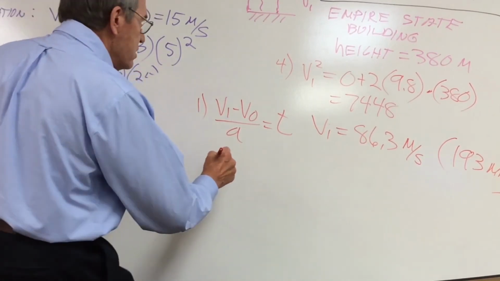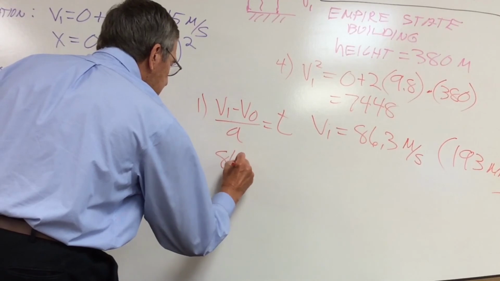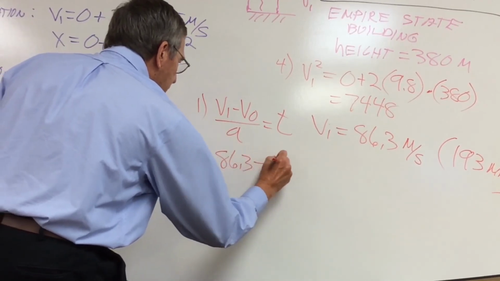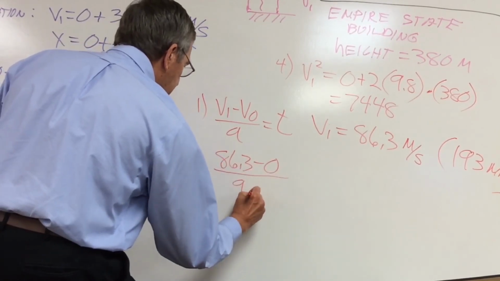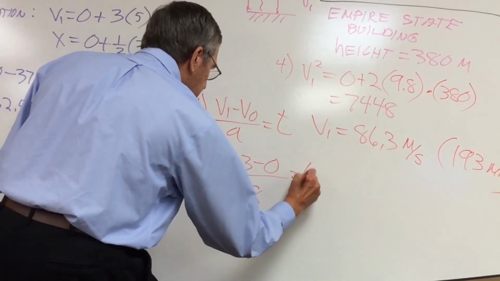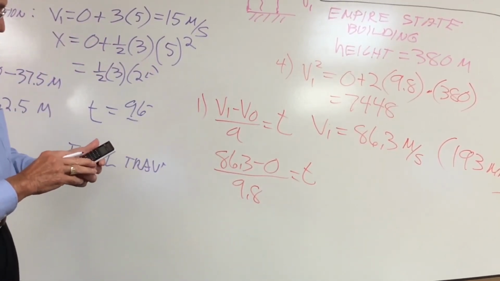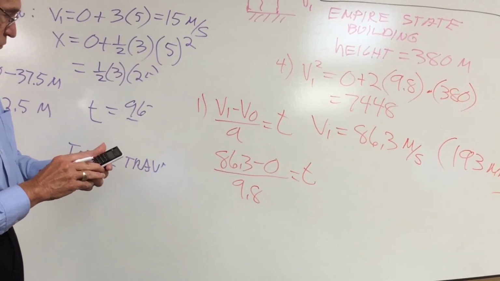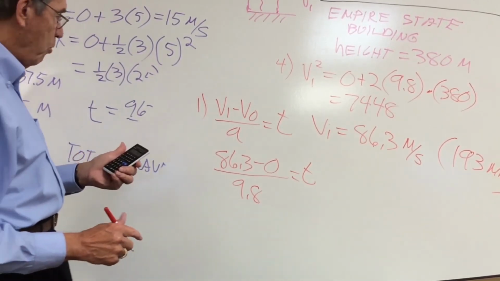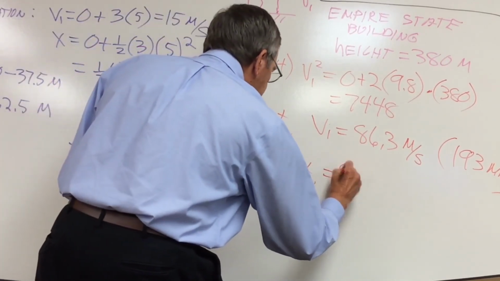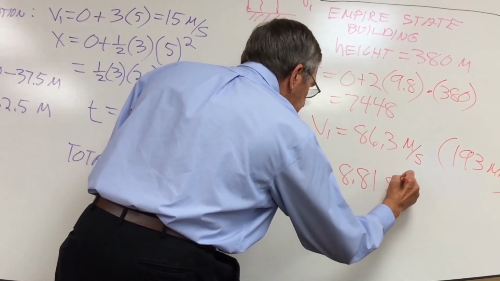So let's do that. So we're going to have, again in meters per second, 86.3 minus 0 divided by the acceleration of gravity, 9.8, is equal to time. So that's not so hard. We'll take 86.3, we'll divide it by the acceleration of gravity, and we'll get about 8.8 seconds.